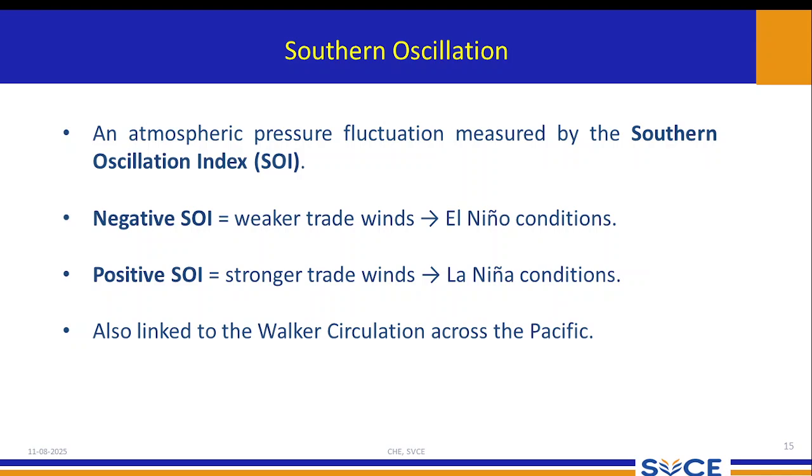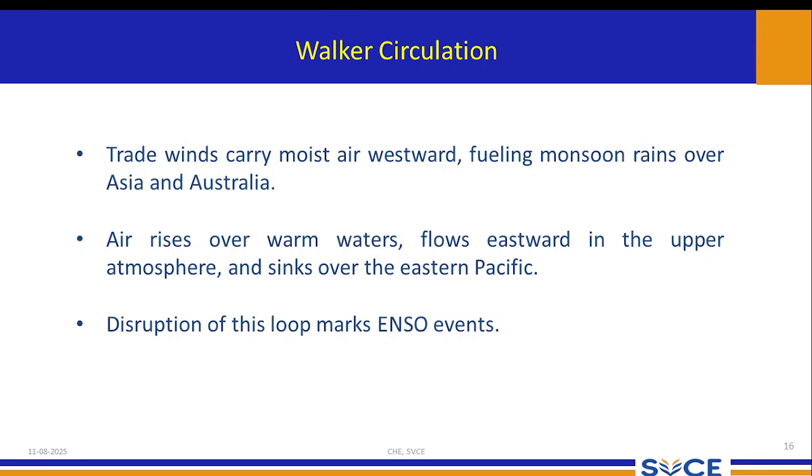So one is weakened trade winds, another one is stronger trade winds, which we have seen in the El Nino conditions. Okay, also linked to the Walker circulation across the Pacific. Walker circulation: trade winds carry moisture westward, fueling monsoon rains over Asia and Australia. Air rises over warm waters, flows eastward in the upper atmosphere and sinks over the eastern Pacific. Disruption of this loop marks ENSO events. Underline the words: disruption of this loop marks ENSO events.